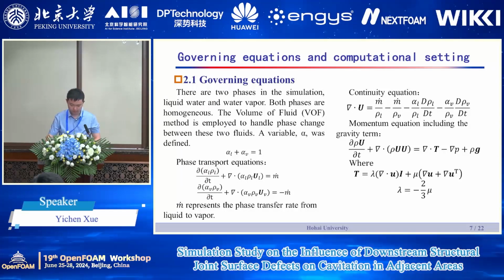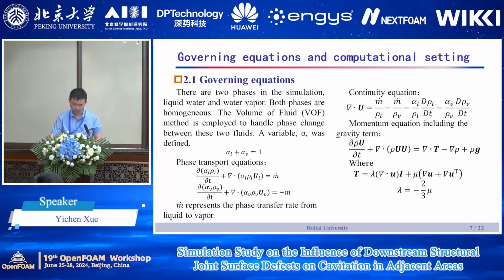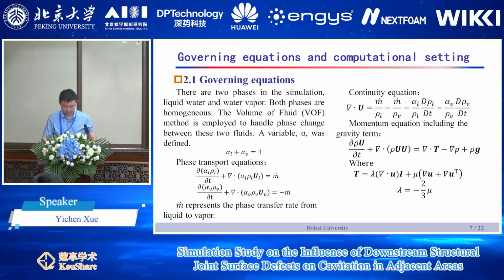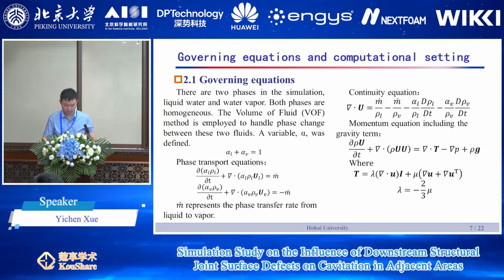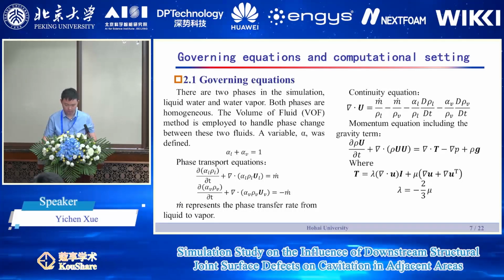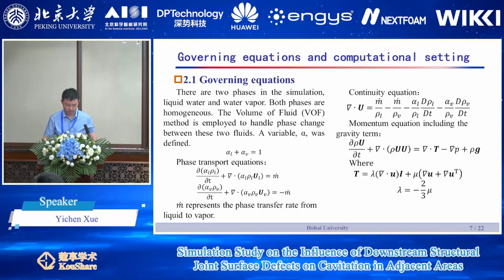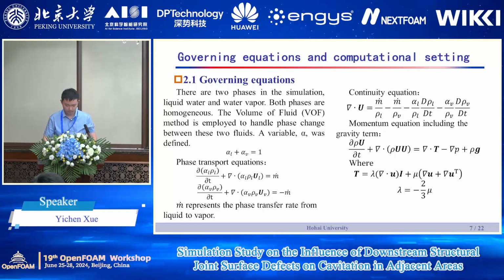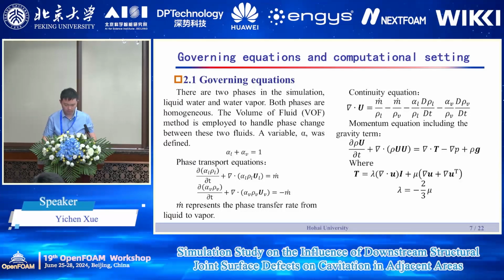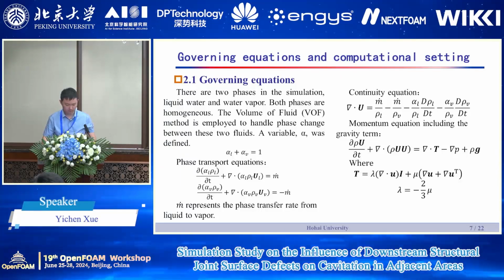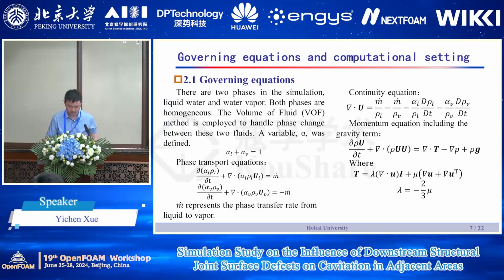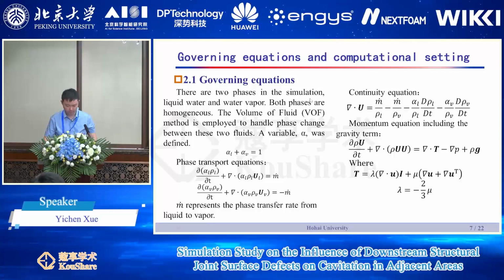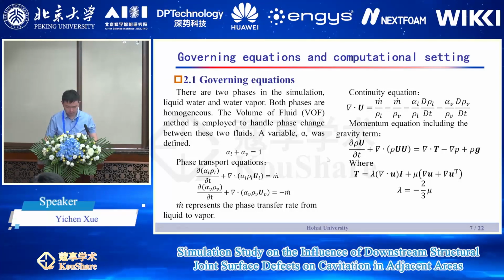We consider 2 fluids, liquid water and water vapor, and we assume that both phases are homogeneous. We employed the volume of fluid method to handle phase change between these two fluids. The method defines a variable alpha to track the interface between the different phases, and it represents the volume fraction. Because only liquid water and water vapor are present, we have alpha L plus alpha V equals 1, and the phase transport equations between the phases can be represented by these two equations. And the right side of the equations is the mass transfer rate.